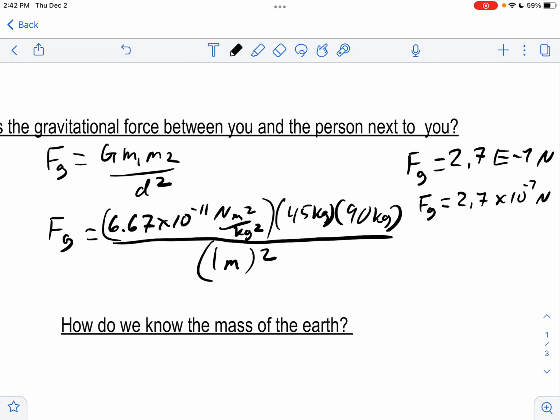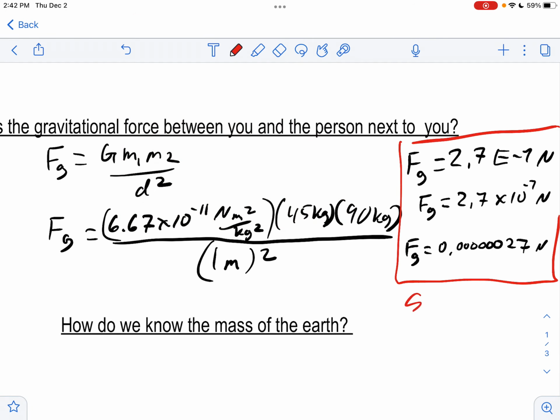Or I could write this in what's called standard notation, which is like normal numbers, I guess, which would be 1, 2, 3, 4, 5, 6 zeros, and then 2, 7. This is the same as 2.7 e to the negative 7, or 2.7 times 10 to the negative 7. All of these numbers are the exact same number. Why the different notations?